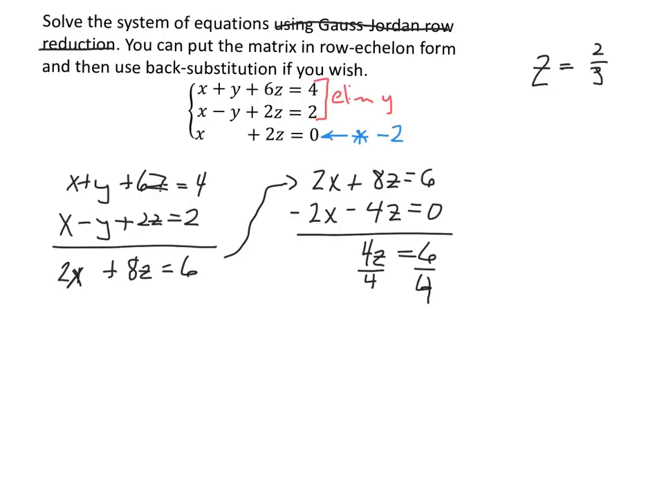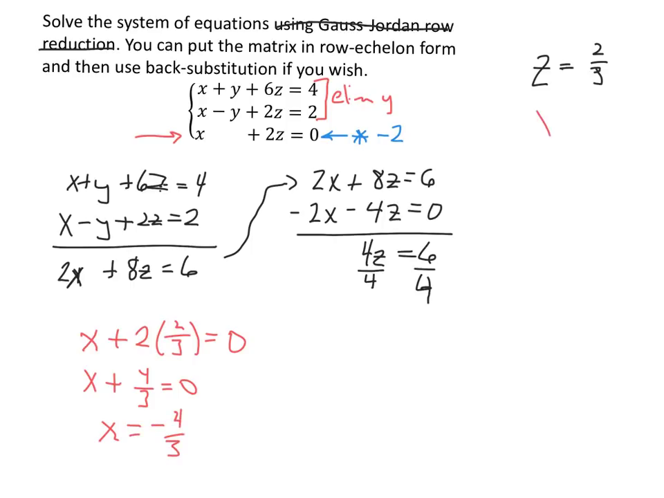Now we could use our z equals 2/3 and put it into our bottom equation, and we can find x. So x plus 2 times 2/3 equals 0. x plus 4/3 equals 0. So x equals negative 4/3. Let's write that over here. x equals negative 4/3.